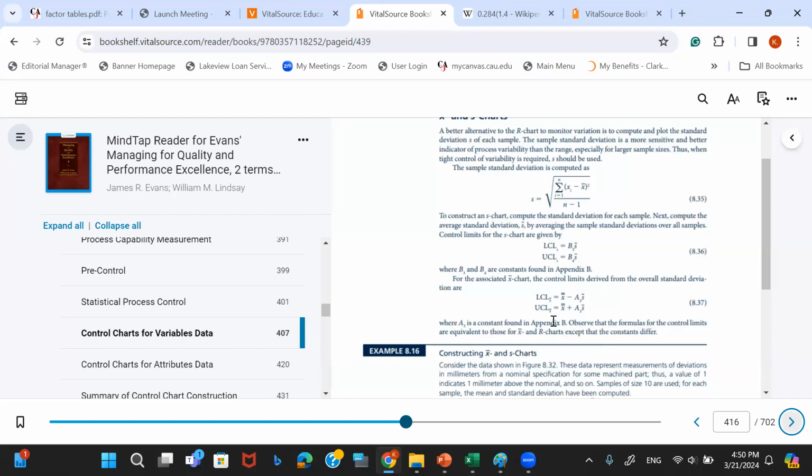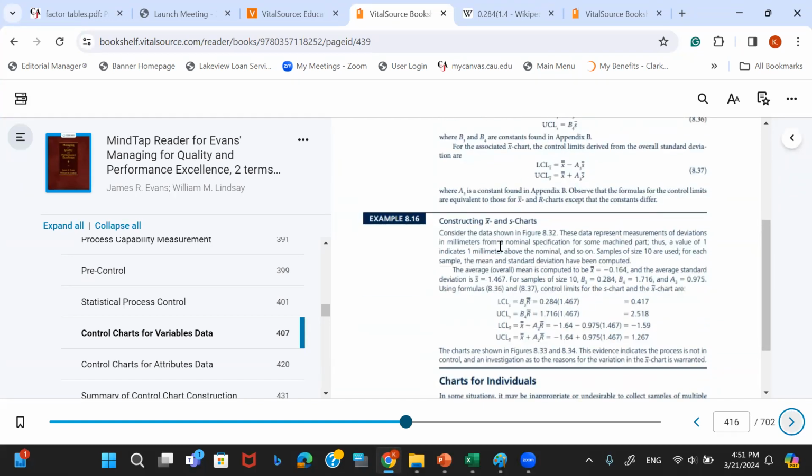Okay, so let's see this example. Consider the data shown in figure 8.32. These data represent measurements of deviations in millimeters from nominal specification for some machines. The value of one indicates 1 millimeter above the nominal, and so on. This is a typical question I always ask: I give you data and ask you to calculate the control limits, for X bar and R or X bar and S chart.